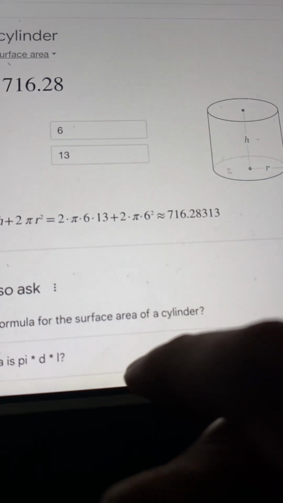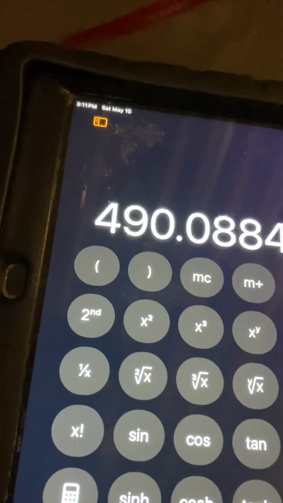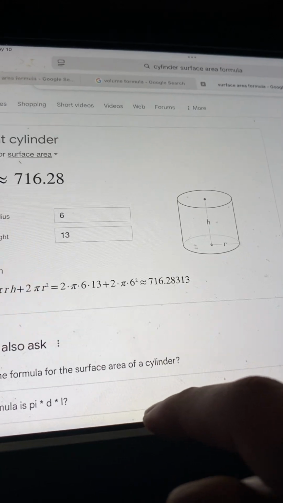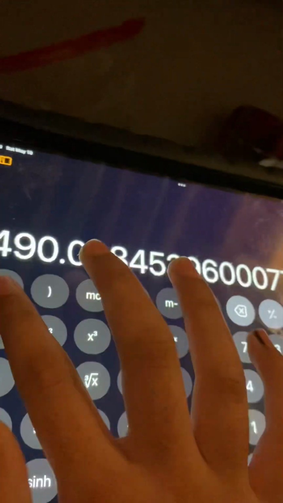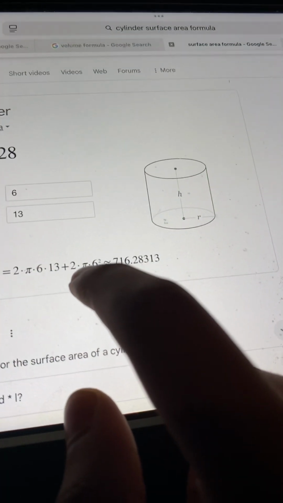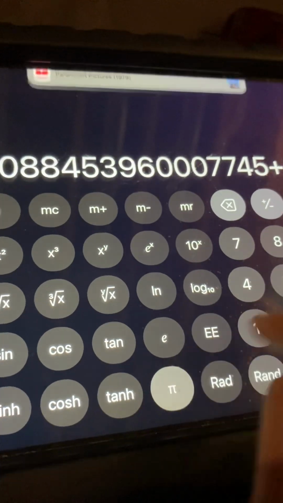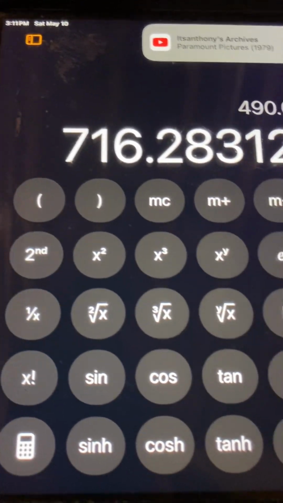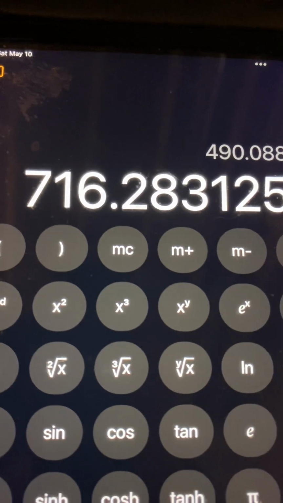Let's hope this works. If it doesn't, then that's okay. We could just try again. That would be 490. If we work that out, and then if we add parentheses, 2 times pi times 6 squared, well, 6 squared is 36. 2 times pi times 36. Let's see if this is correct. And yes, we got it right because we put in our parentheses as we should do. So I'm right.